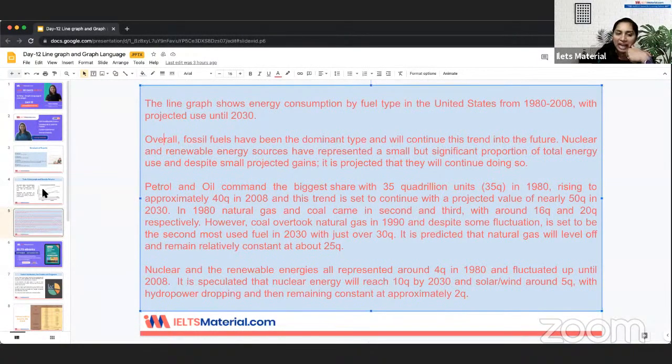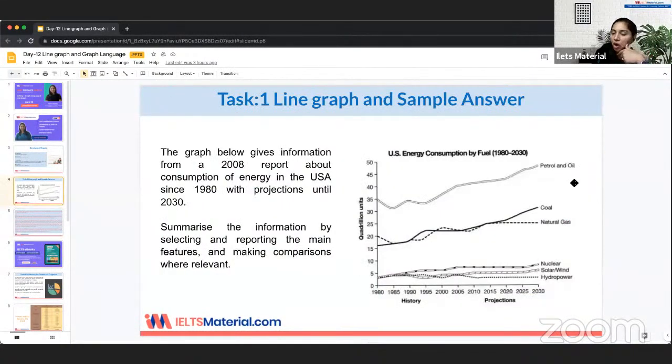They have made 2 categories. Petrol, oil, coal and natural gas have been taken as fossil fuel types, and nuclear power, solar power, wind power and hydropower are taken as natural energy. So they have taken two main categories, and these are divided into subcategories. They took it in this way.